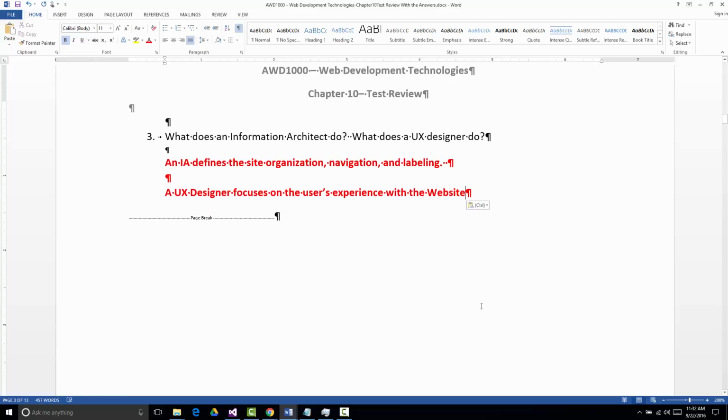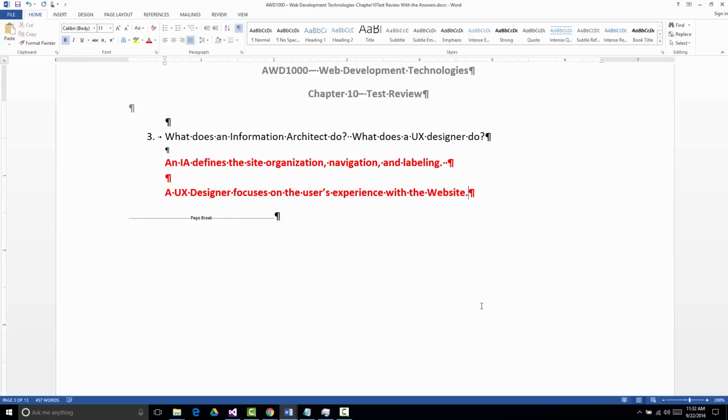So an information architect defines the site organization, the navigation, and the labeling, where a UX designer focuses on the user experience with the website. That is such a generic definition, all right? Because what I get out of a website won't be the same thing that you get out of a website. We're typically looking at it for different things. Plus, if I'm looking at a news website, and you're looking at it, we might be looking at it for totally different types of content.